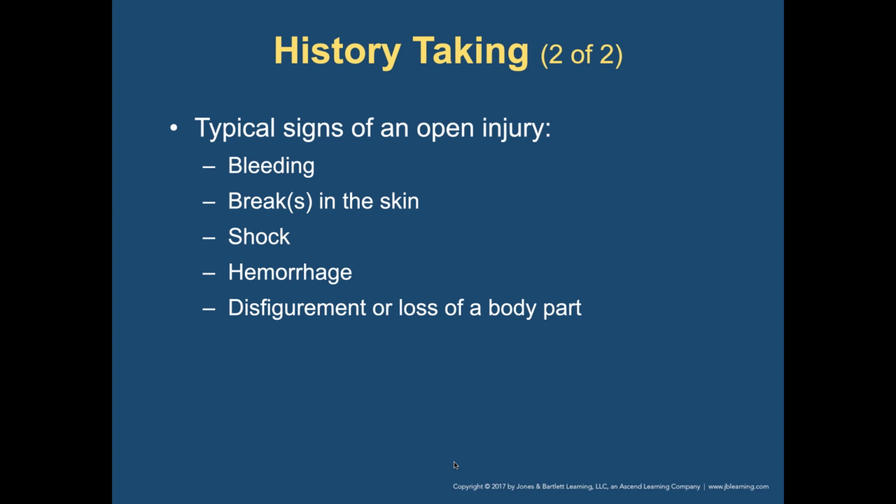Typical signs of an open injury: we have bleeding. That's a major obvious sign that they have a break in the skin. Shock, hemorrhage, which is excessive bleeding, and disfigurement or loss of a body part. So if they have an avulsion or if they've had an amputation.